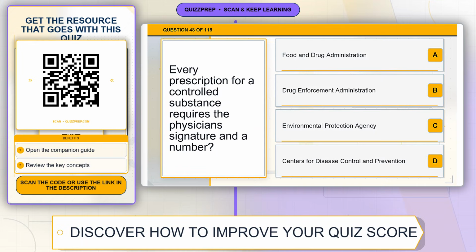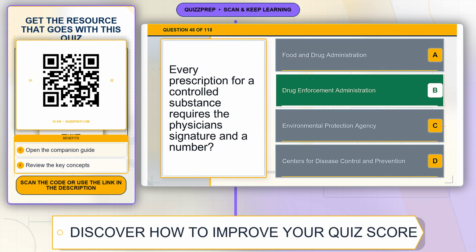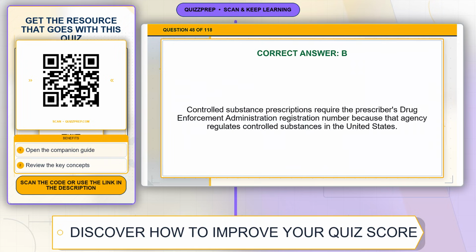Question 48. Every prescription for a controlled substance requires the physician's signature and a number? Option A, Food and Drug Administration. Option B, Drug Enforcement Administration. Option C, Environmental Protection Agency. Option D, Centers for Disease Control and Prevention. The correct answer is option B, Drug Enforcement Administration. Explanation. Controlled substance prescriptions require the prescriber's Drug Enforcement Administration registration number because that agency regulates controlled substances in the United States.